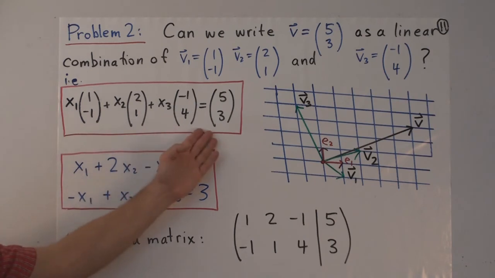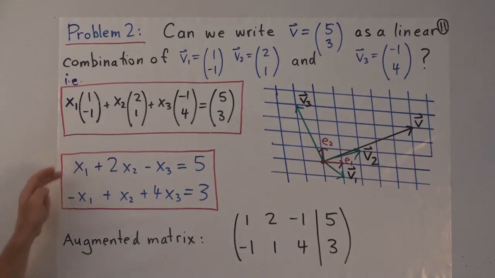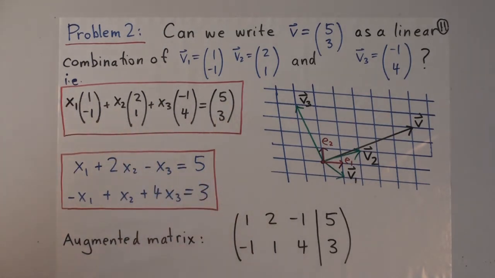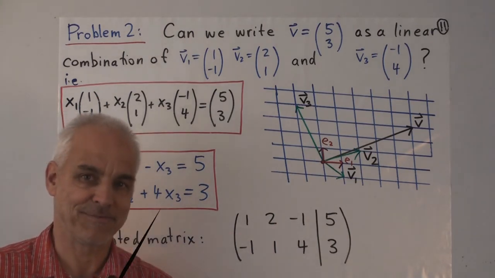There's a system we're interested in. We're interested in expressing (5, 3) as a linear combination of these three vectors. There's the corresponding two equations obtained by looking at the first entry and the second entry. And here's the augmented matrix for either this or this. We now have to row reduce that augmented matrix. Please go ahead and do it.